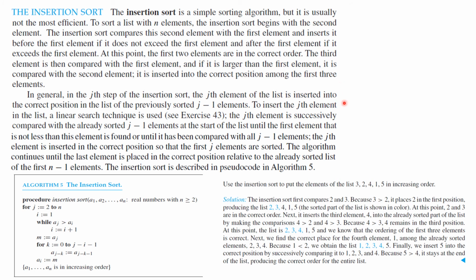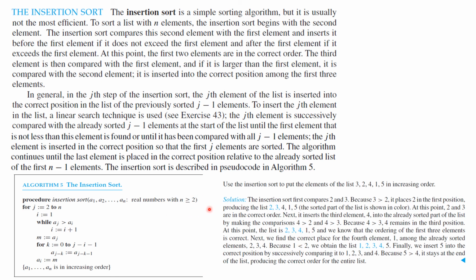In general, in the jth step of the insertion sort, the jth element of the list is inserted into the correct position in the list of the previously sorted j-1 elements. To insert the jth element into the list, a linear search is used. So you see you're using these search techniques together, and so you compare them and you do the insert. Okay, so here is an example of the code doing an insertion sort. And here is actually an example of taking this list and doing it in increasing order.